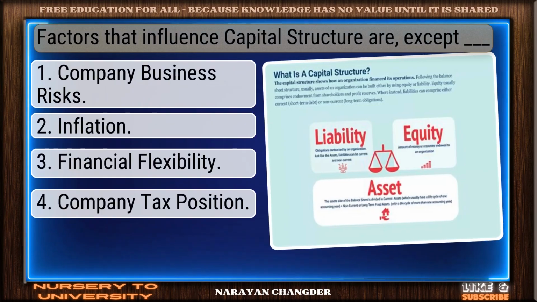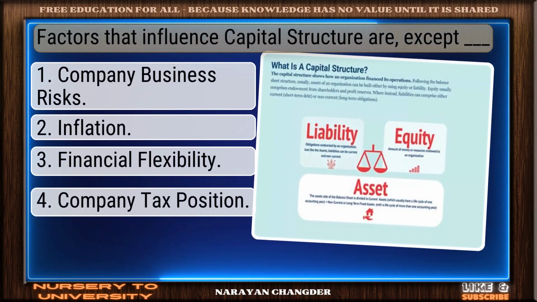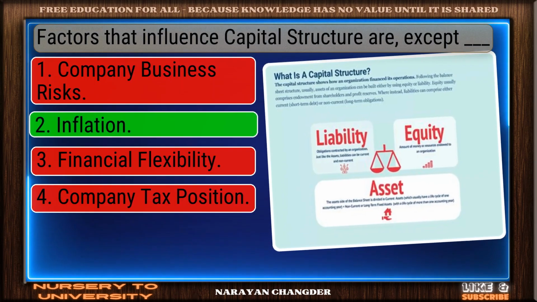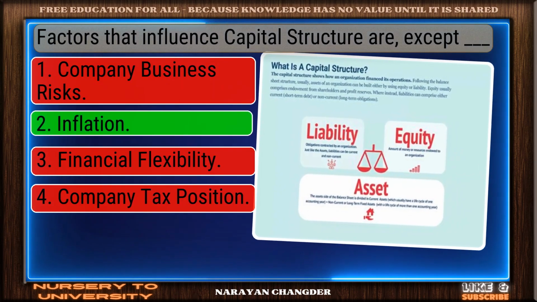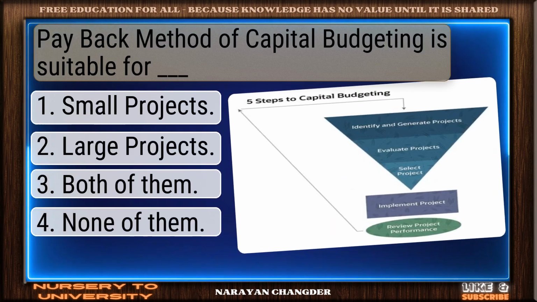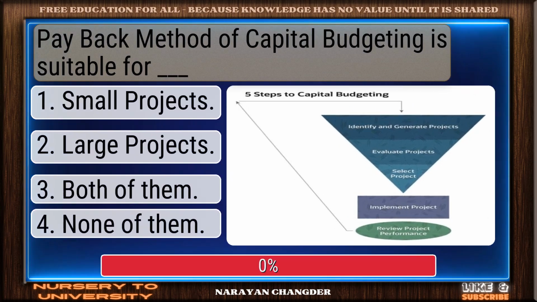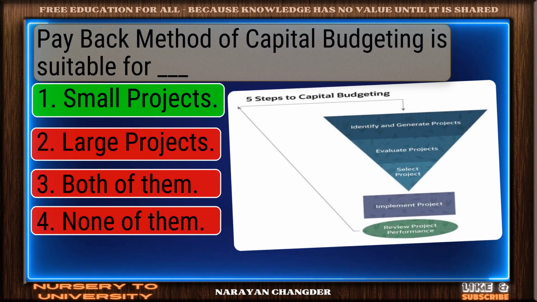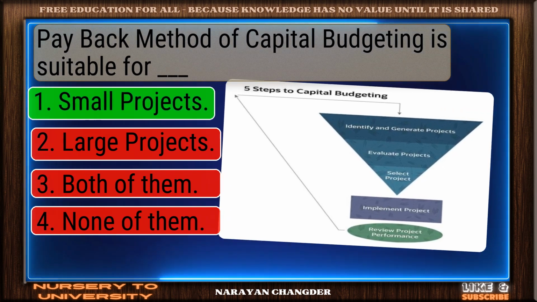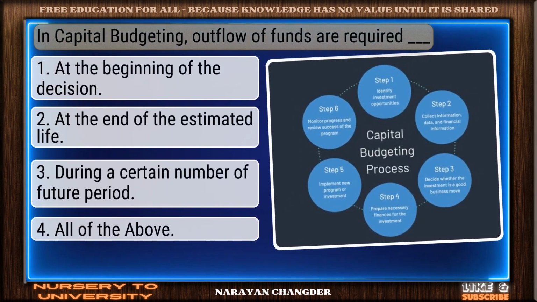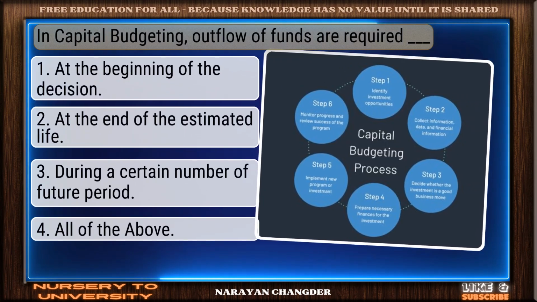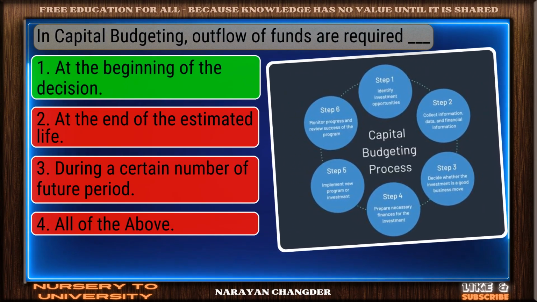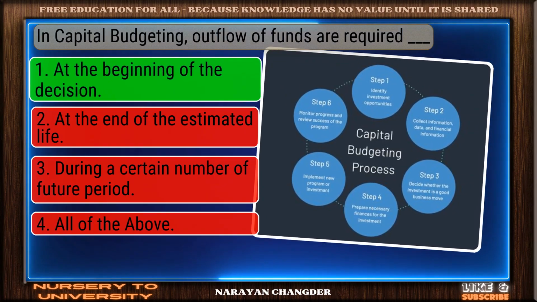Factors that influence capital structure are except dash. Excellent choice. Inflation is the right answer. Payback method of capital budgeting is suitable for dash. Solid response. Small projects is a valid choice. In capital budgeting, outflow of funds are required dash. Bravo. At the beginning of the decision is the answer.